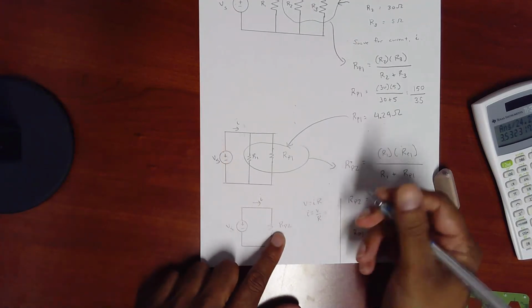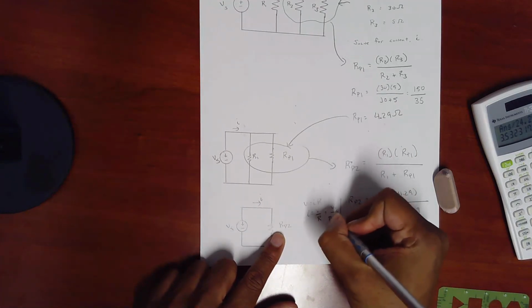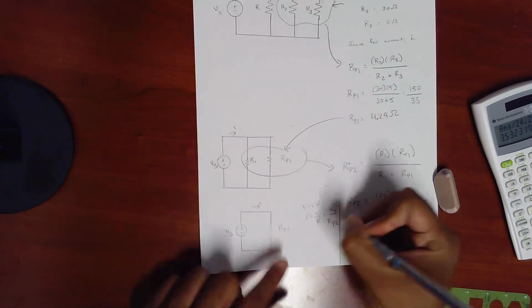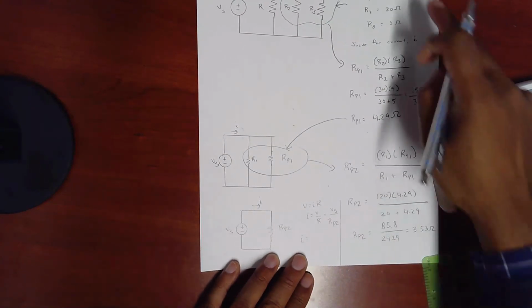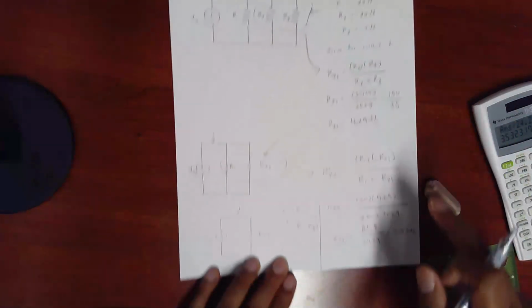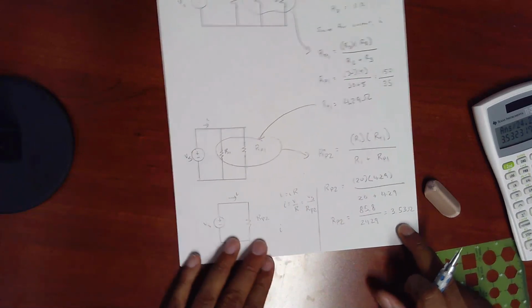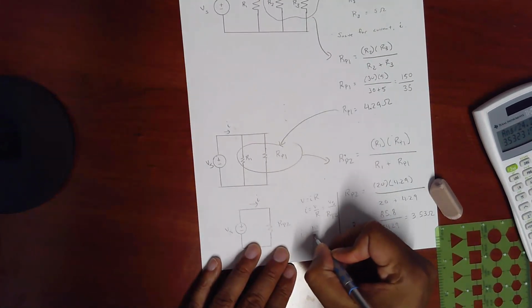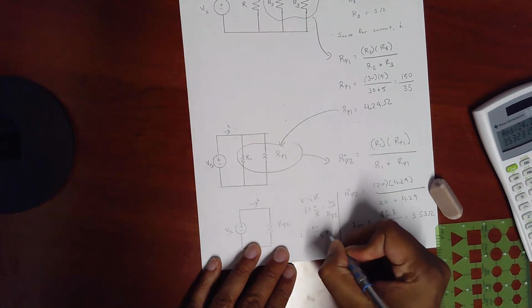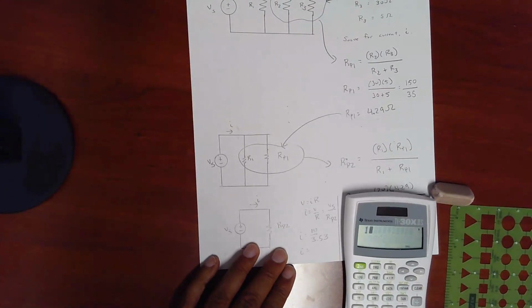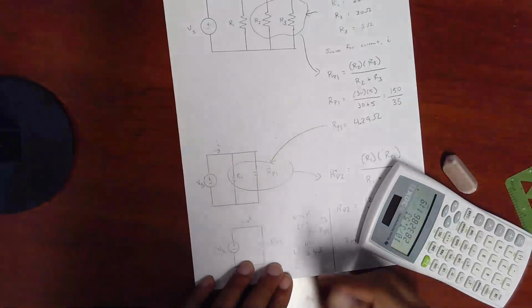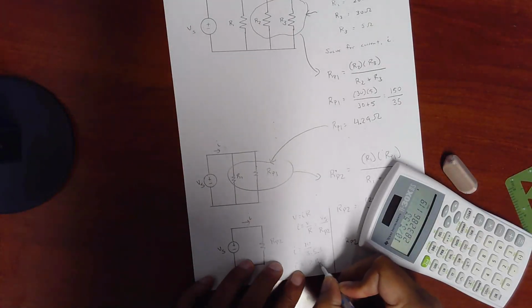I is VS over RP2. VS is 10, and RP2 is 3.53. So 10 over 3.53. I take 10 divided by 3.53, and I get 2.83 amps.